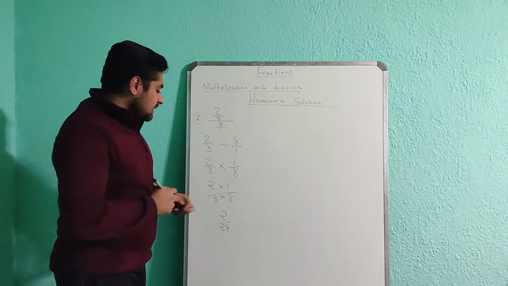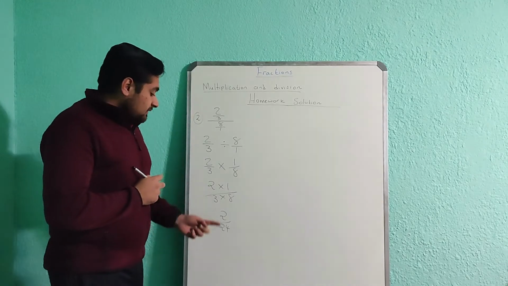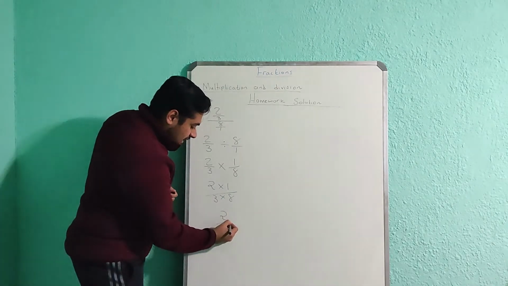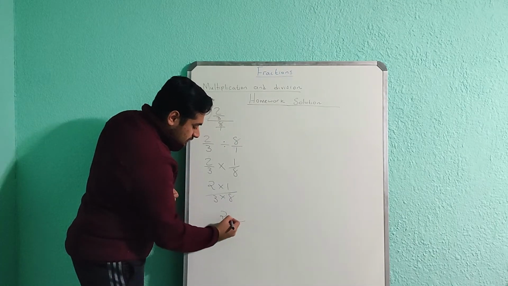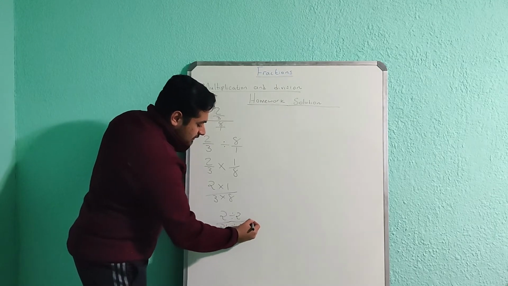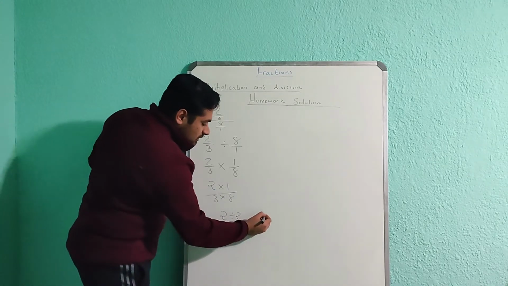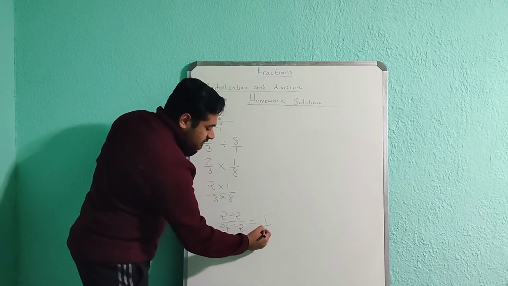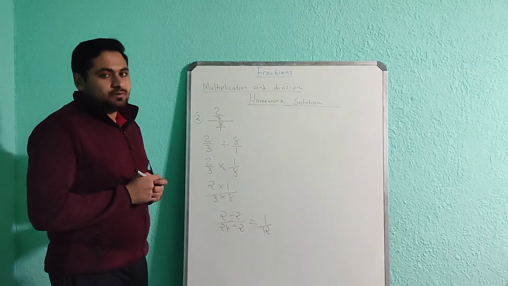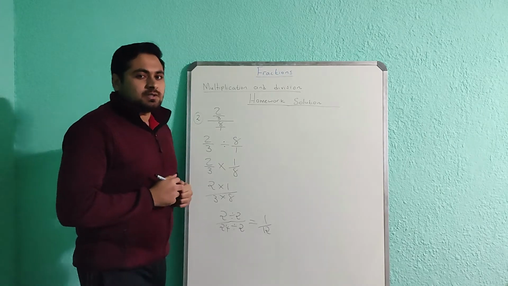The answer is yes, because we have an even number on top and an even number in the bottom, so both of these numbers are divisible by 2. We divide the numerator by 2 and we divide the denominator by 2. What is 2 divided by 2? 1. What is 24 divided by 2? 12. So the answer for the second fraction is also 1 over 12. Let's move on to the next question.